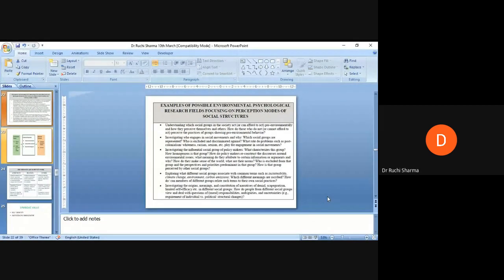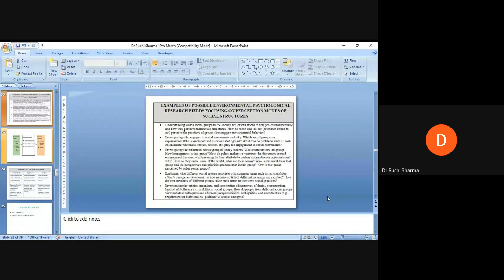So we can investigate the influential social group of policymakers. What characterizes this group? How homogeneous is that group? And how do policymakers reconstruct the discourses around environmental issues? What meaning do they attribute to certain information or arguments? Are they highlighting a certain information, or are they building the ground to focus on a particular argument? So how do they make sense of the world?